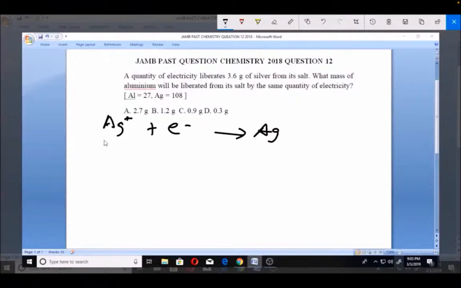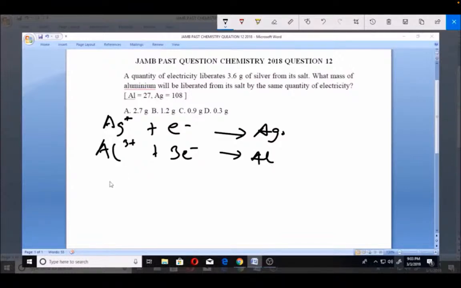But in aluminium, what do we have? Aluminium has 3 valence electrons. So we have aluminium 3 plus. So we actually have 3 moles of electrons in order for us to get our aluminium liberated. So if you want to liberate silver, we have just 1 mole of electron. Here we have 3 to liberate aluminium.